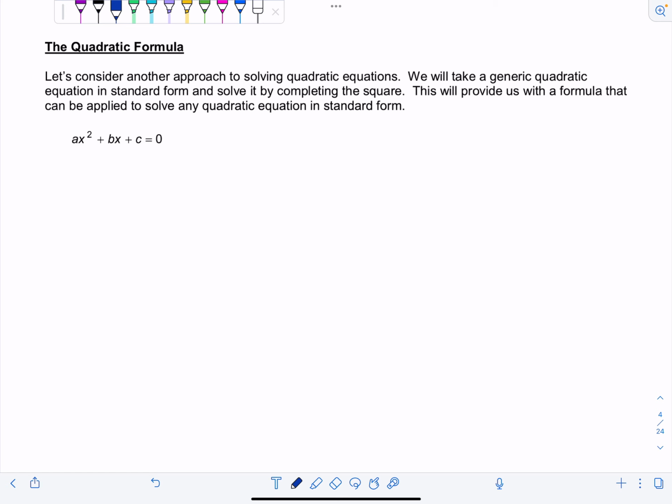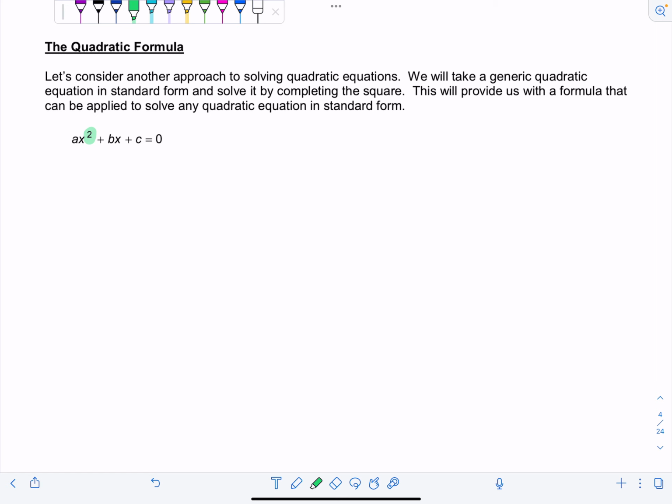So the quadratic formula actually didn't just pop out of thin air. It comes from completing the square on a generic quadratic equation that's written in standard form. So remember, quadratic equations occur when the highest power or exponent on the variable is a 2. And in standard form, we have them written with all the terms on the left in descending powers set equal to 0, like this: ax squared plus bx plus c equals 0.